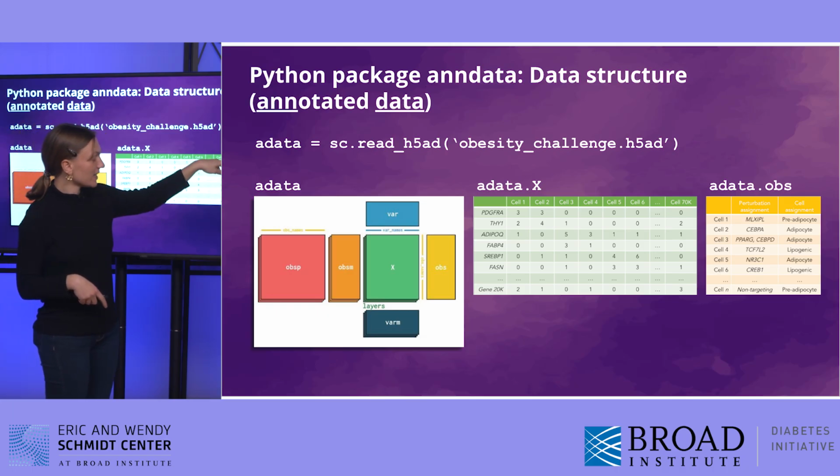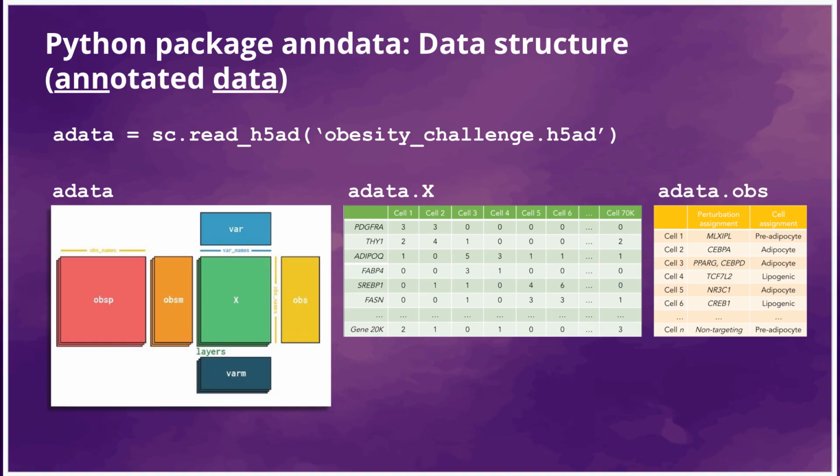So we can see every row here is a cell, and we can see in the second column the perturbation assignment. So again, whether this was, let's say, MLXIPL that was knocked out, or another gene, or a non-targeting control. And there's another column that we'll provide, which will be the assignment of cells based on high expression of certain programs. So for example, you can see a differentiated adipocyte program that was high in cells 2 and 3 and 5.